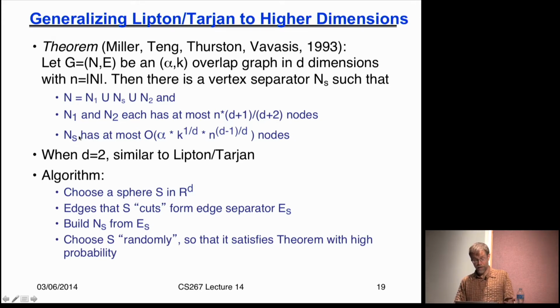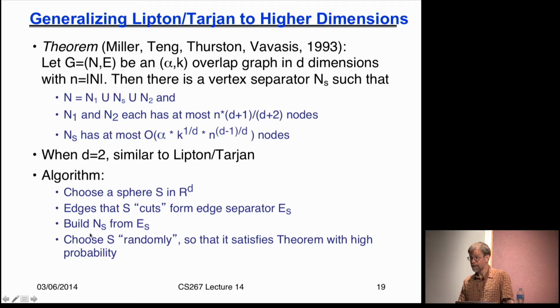And then the interesting part is how many vertices did I have to take out to do this? And the answer is n to the power, exactly what we were expecting. So in 2D, I'm taking out the square root of n vertices. In 3D, I'm taking out n to the 2/3, and so forth. And so this is exactly the right kind of asymptotic property.